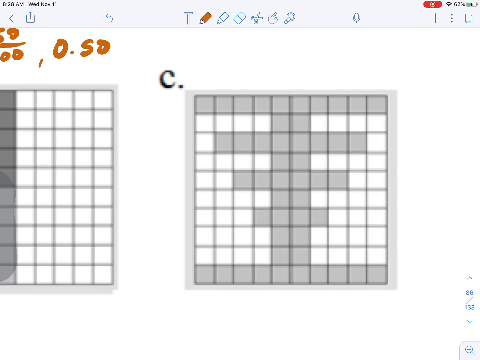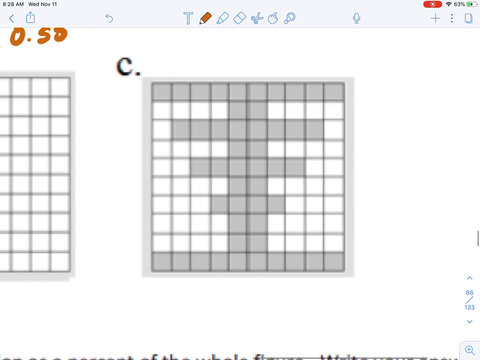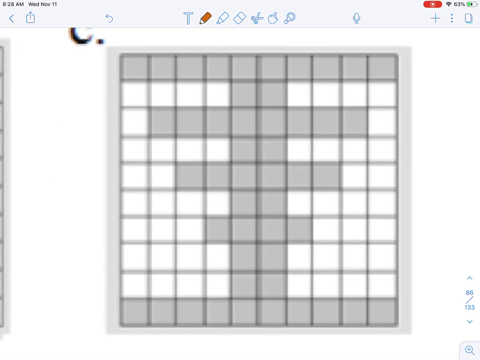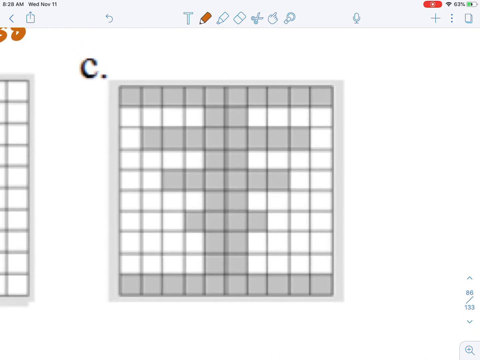Letter C. Okay, we need to count all the boxes. Do that real quick on your own. You can pause the video. Try to give me the percentage, the decimal, and the fraction of what the shaded area represents.